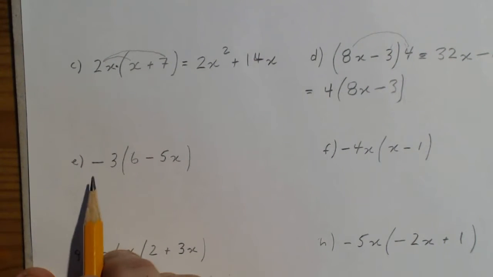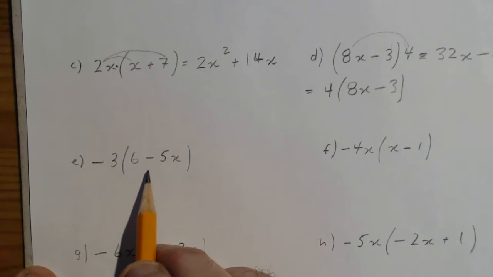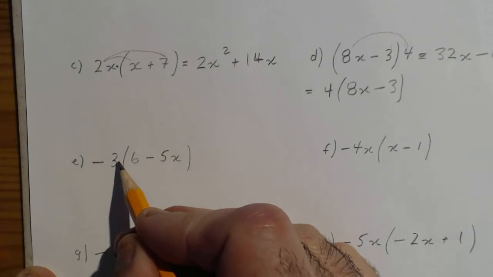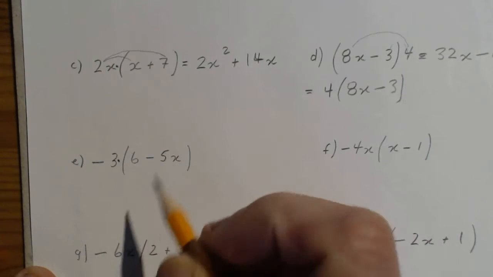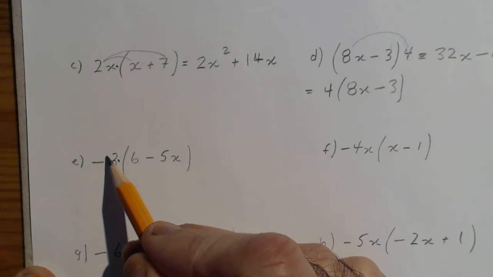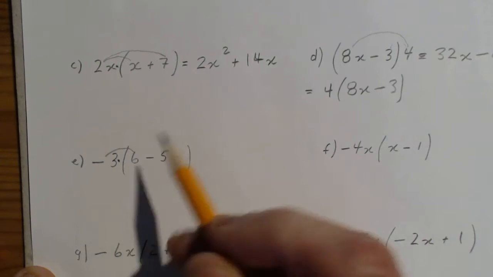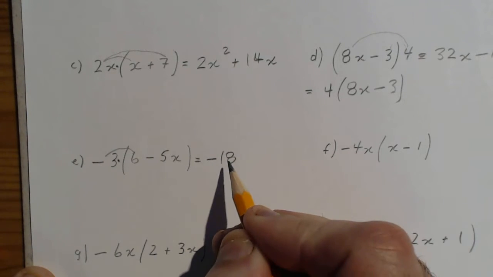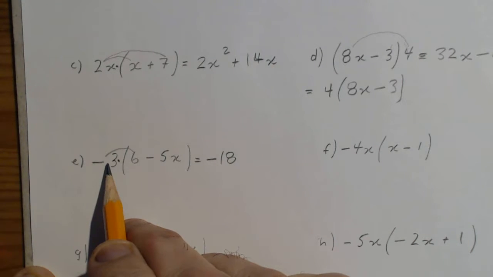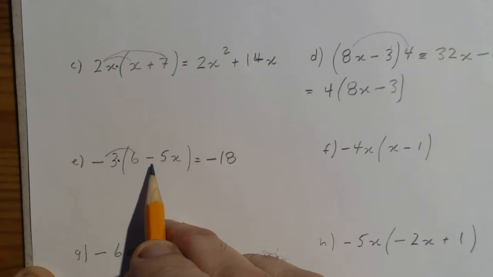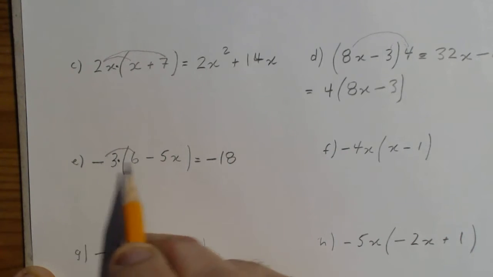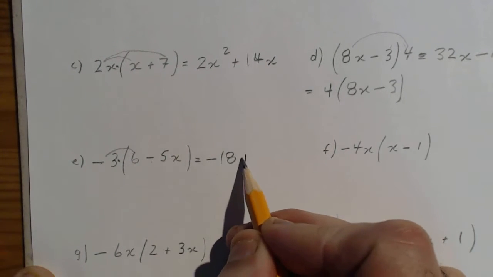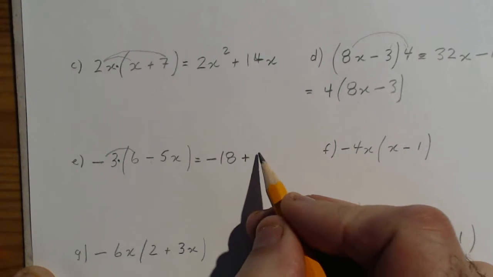Number E, now we have negative 3 outside of 6 minus 5x. Now you know that means times, of course. So we go minus 3 times 6 is minus 18. Now we have minus 3 times minus 5x. Now negative times a negative, you know, always gives a positive. 3 times 5, we get 15x.